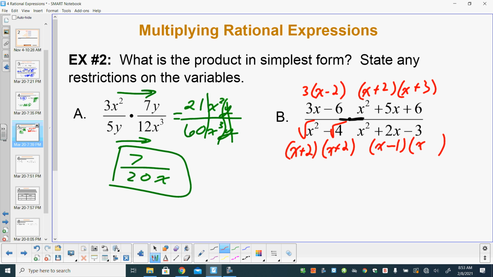Good. Negative 1, positive 3. That multiplies to negative 3 and adds to 2. All right, so there you go. A lot of factoring now, but still the same process. It's more of it.